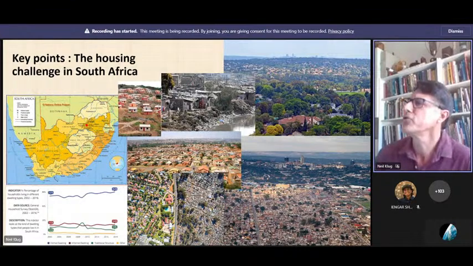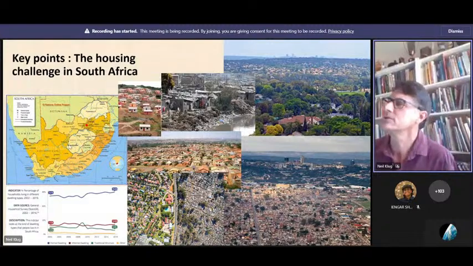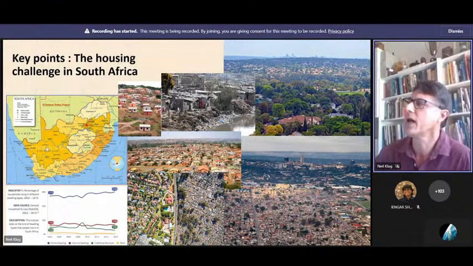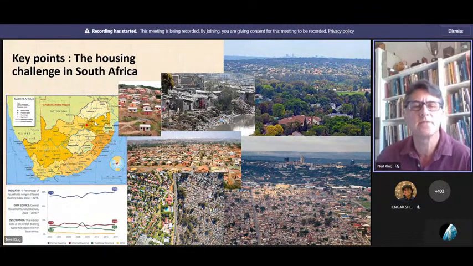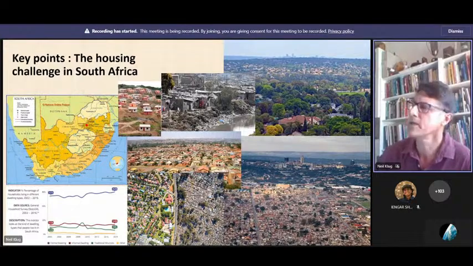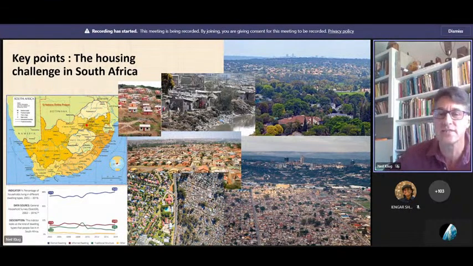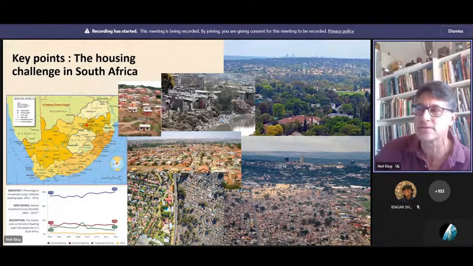So moving on to the housing challenge in South Africa. I don't know if you can see my cursor on this map. That red dot is Johannesburg, where I am based. South Africa is made up of 9 provinces. So you have a national government, and then you have provinces, which are like a federal system. They have a certain amount of power, and within each of these provinces are local government municipalities. So South Africa has 3 tiers of government, which is relevant to the application of policy instruments.